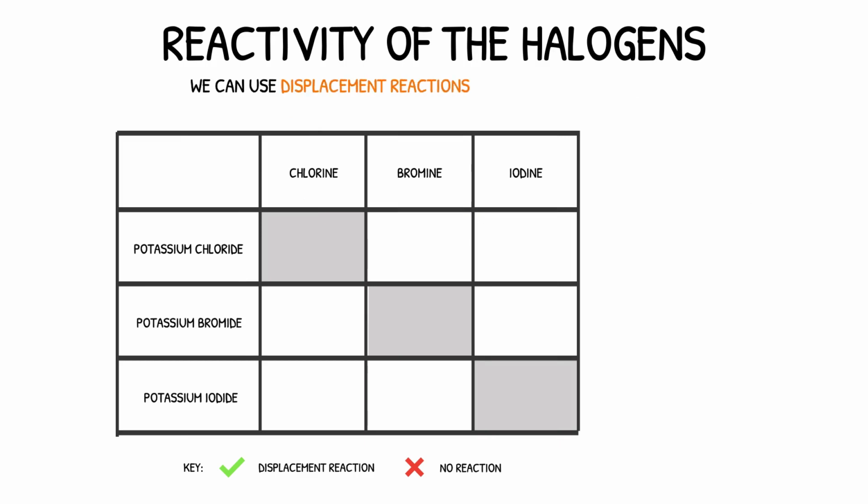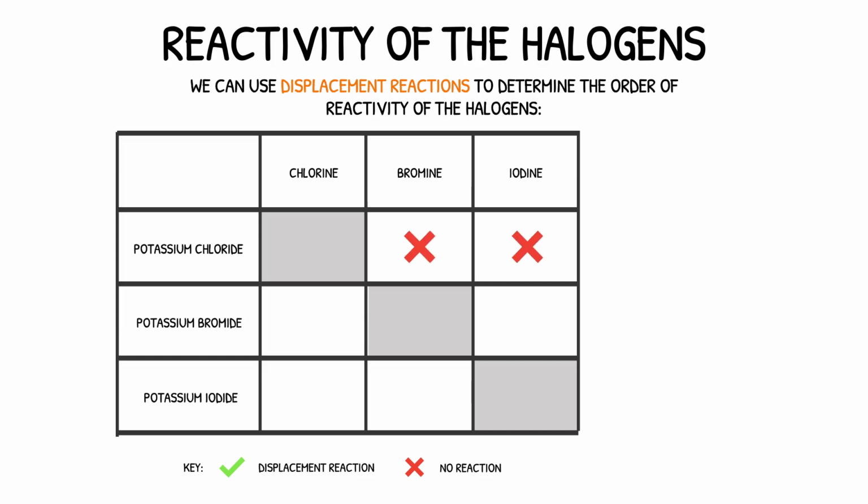We can use displacement reactions to determine the order of reactivity of the halogens. To achieve this, each halogen is reacted with a solution of another metal halide. If the halogen is more reactive than the halogen in the metal halide, then a displacement reaction will occur. For example, when bromine and iodine are reacted separately with potassium chloride solution, neither of the halogens is able to displace the chlorine from the compound. The observations indicate to us that chlorine is more reactive than bromine and iodine.